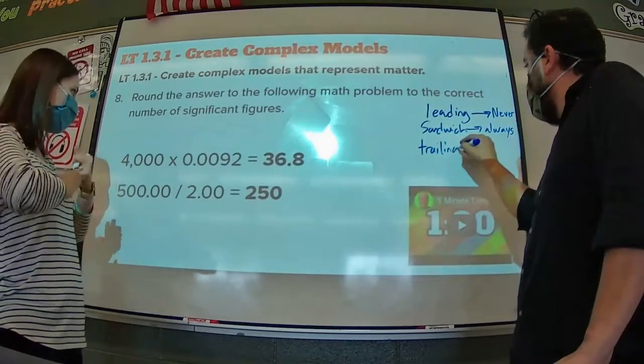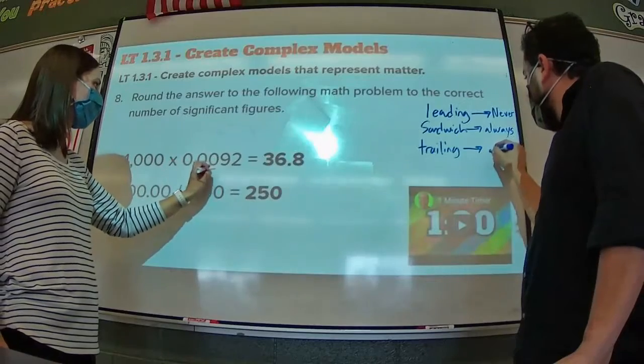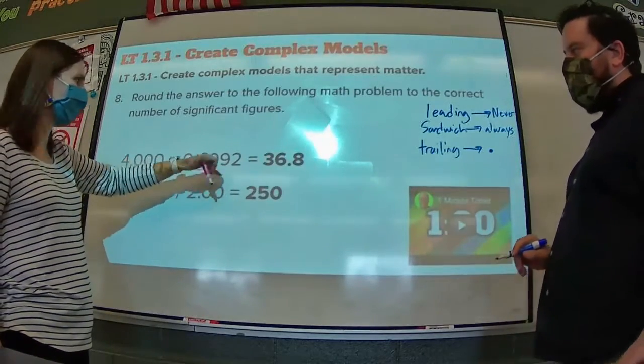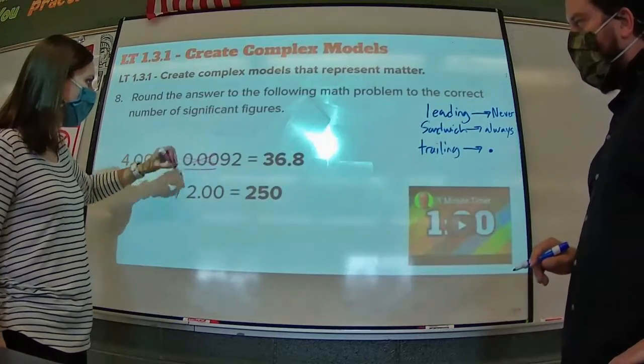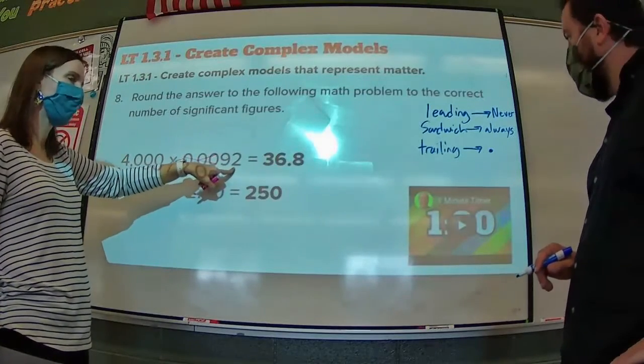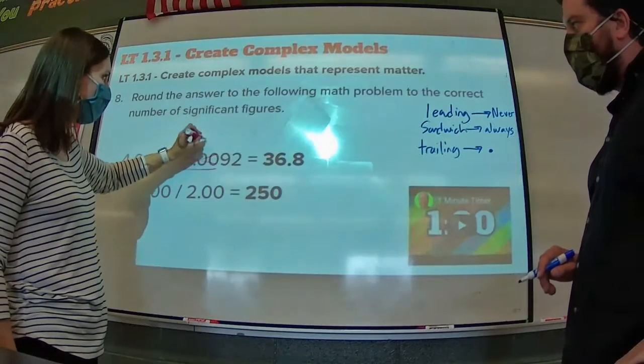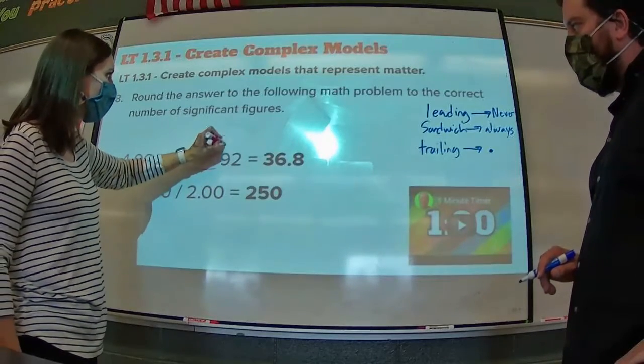So leading zeros, like we see right here, are never significant. So the zeros that are in front of our non-zero number are not significant. The 9 and the 2, those are non-zero numbers, so they are significant. So that means that this number has 2 significant figures in it.